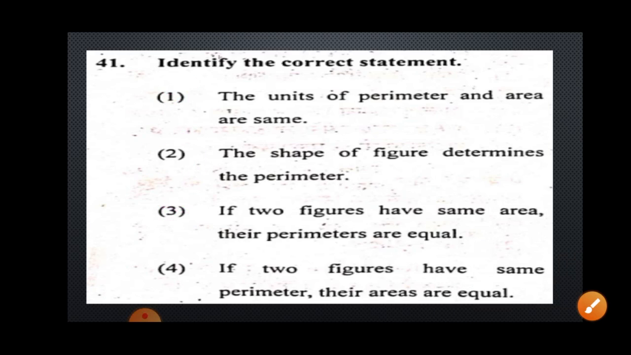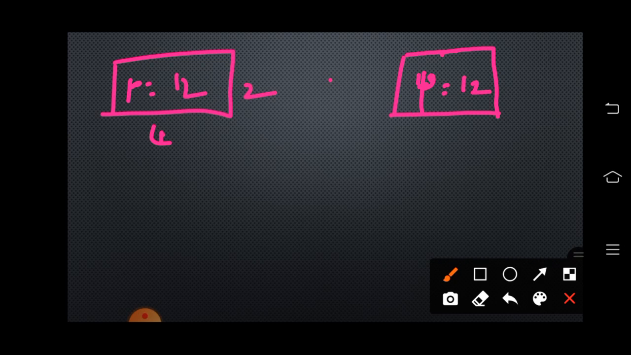And we also see once the fourth statement, if two figures have same perimeter, their areas are equal. We will check once. Here also you take two rectangles, and I will take the perimeters same. I will take the perimeter as 12. I will take this one as 4 and this one as 2, and here I will take this as 1 and this as 5. Now we have to check whether the areas are same or not.